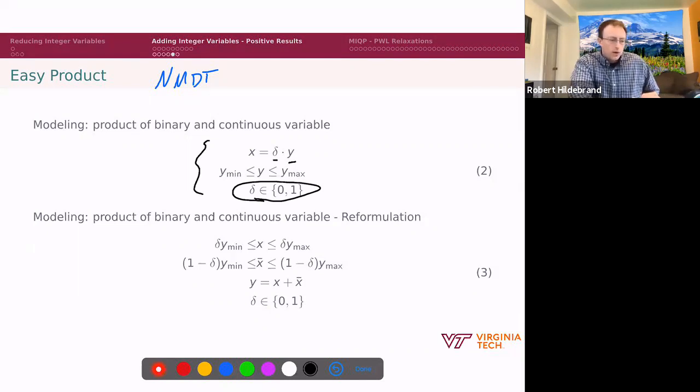reformulate this quadratic constraint problem in a mixed integer linear version, where I basically apply a McCormick relaxation to this, and then I've linearized the whole thing. One trick is you can add this extra x bar variable where these things sum to y.